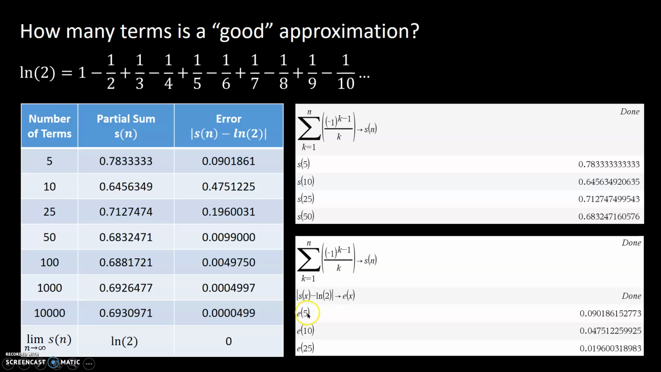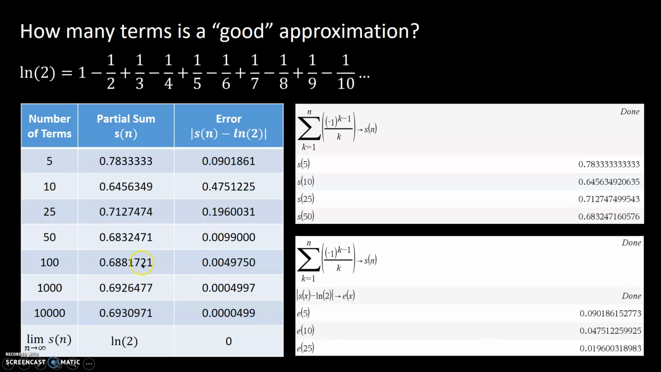Well, the error given 5 partial sums is 0.9. Error of 10 is 0.04. So even using 10 terms, we're still at an error in the hundredths. And that's not very good.